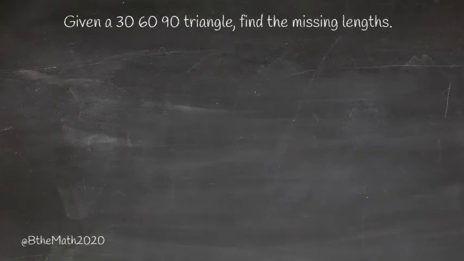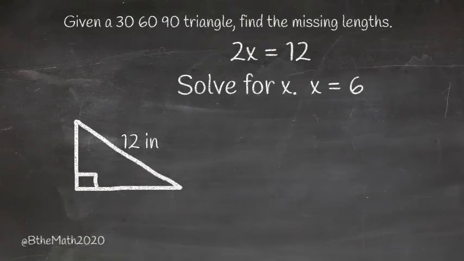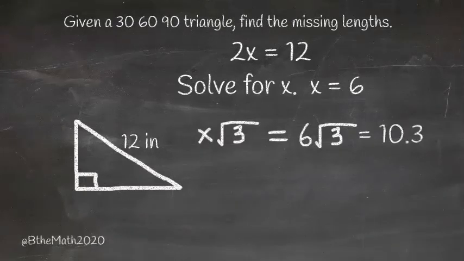Given a 30, 60, 90 triangle with a hypotenuse of 12 inches, you have to divide 12 by 2 and get 6. Then you just multiply by the square root of 3 and you get approximately 10.39 inches.